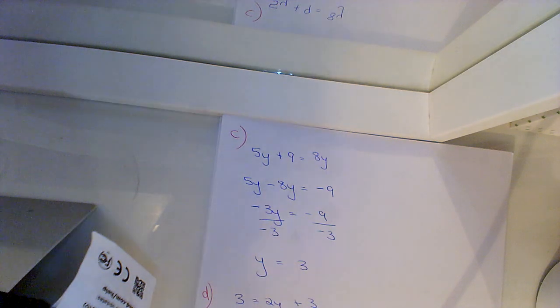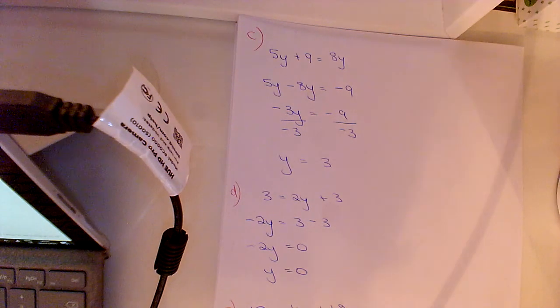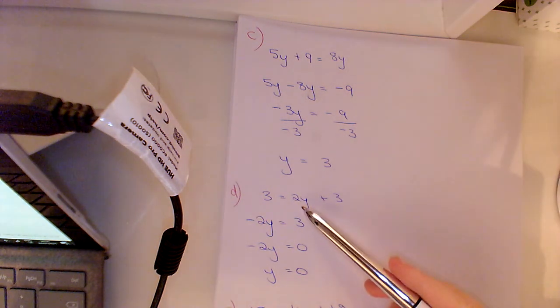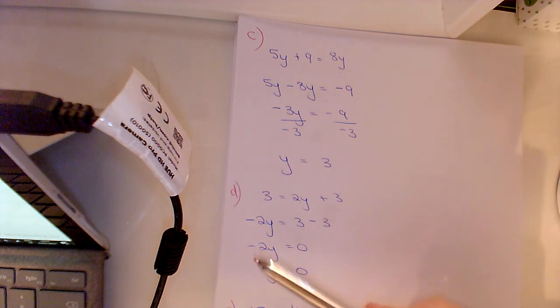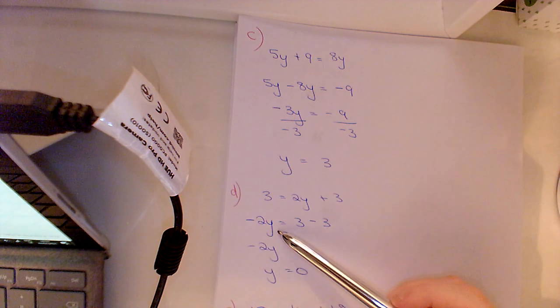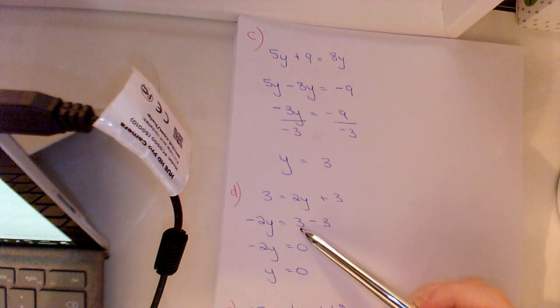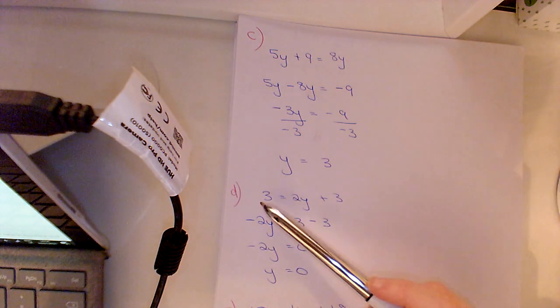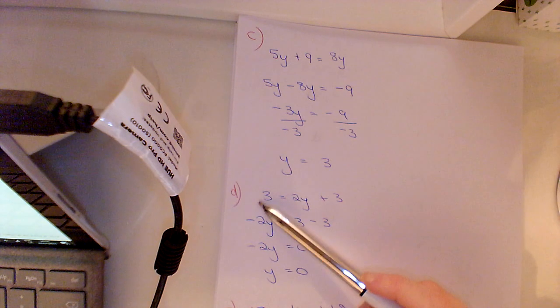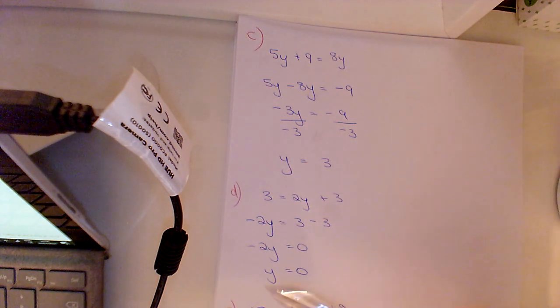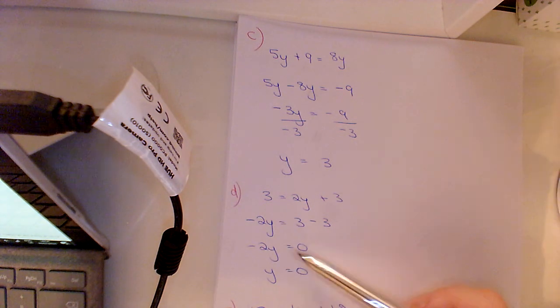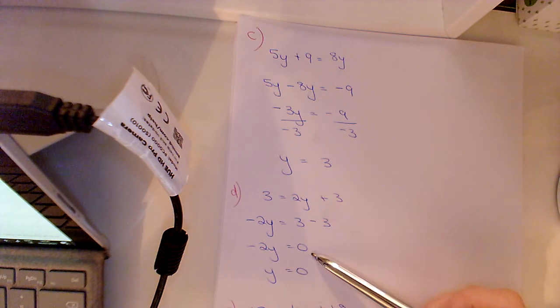Part D then, I have 3 is equal to 2y plus 3. So I need to have letters on the left, numbers on the right. So this 2y is on the right hand side. When I bring it over to the left hand side, it becomes minus 2y is equal to, this 3 is on the right hand side, so just jot it down. This 3 is on the left hand side, I need to bring it over and it becomes minus 3. So I'll have minus 2y is equal to 0. Then I'll divide across by 2, divide across by 2, y will be equal to 0 as well.